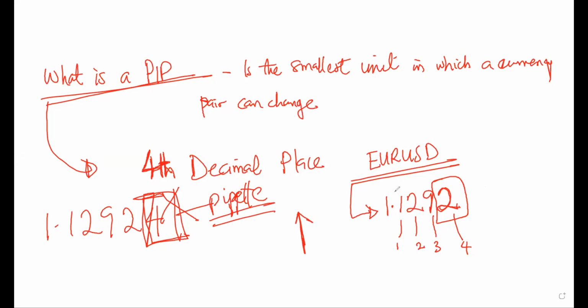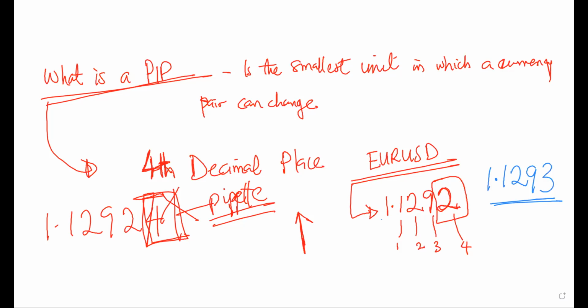Now, if Euro USD makes a 1 pip move to the upside, when you say, yes, I've made a 1 pip profit, that means the price of Euro USD is now 1.1293. Do you understand? Because now a 1 pip move has been added. So it's not like you're going to add the 1 to the beginning. You're going to add it to the fourth decimal place.